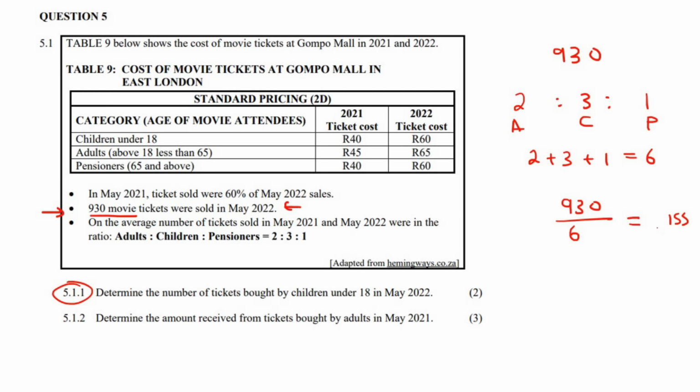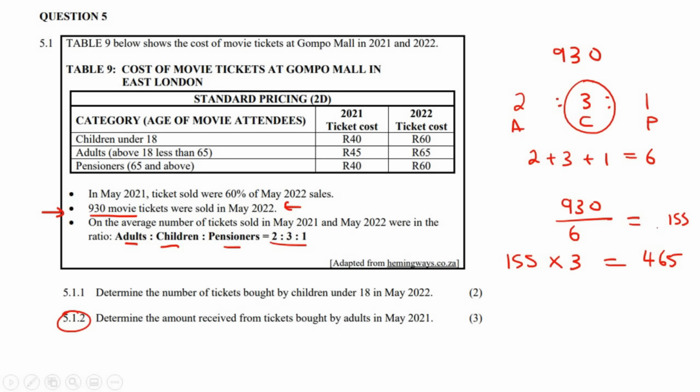Now, according to this ratio, the adults, children, pensioners is 2, 3, 1. So it's adult, children, pensioners. So the children would be 3 parts. So you'd then say 155 multiplied by 3. And that's going to give us 465 tickets that were purchased by children in May 2022. This question says, determine the amount received from tickets bought by adults in May 2021.